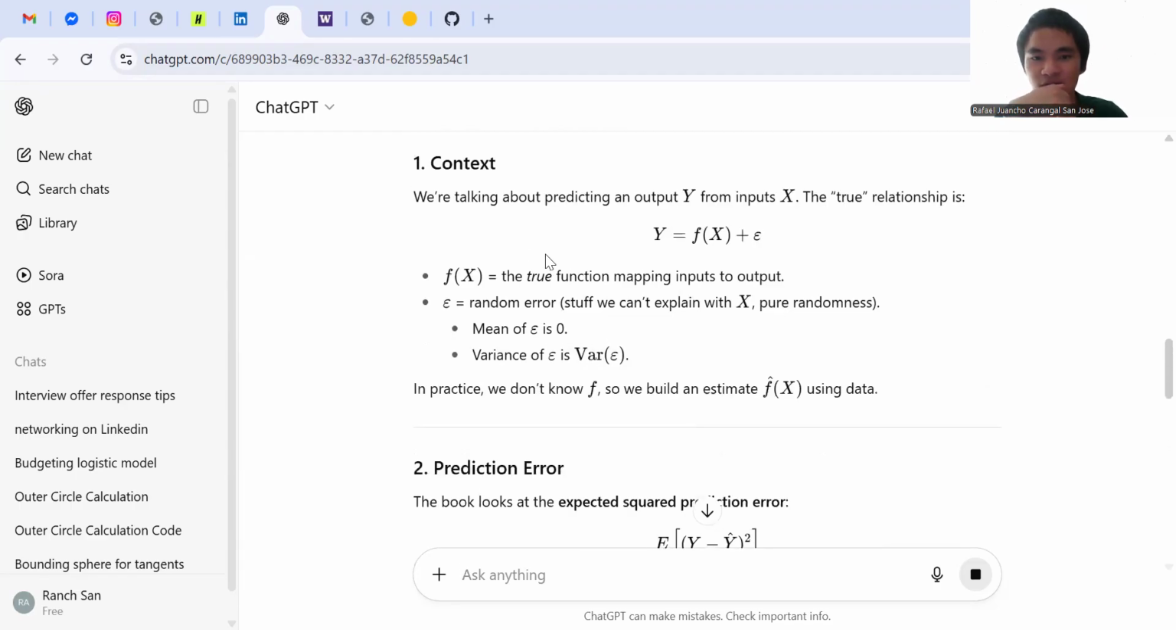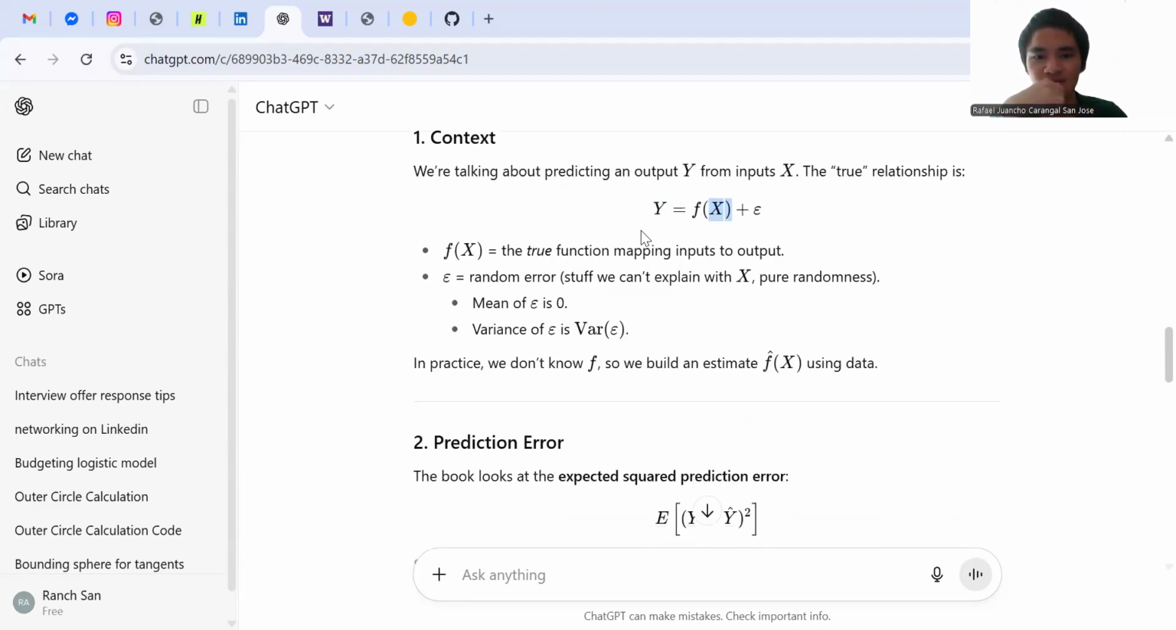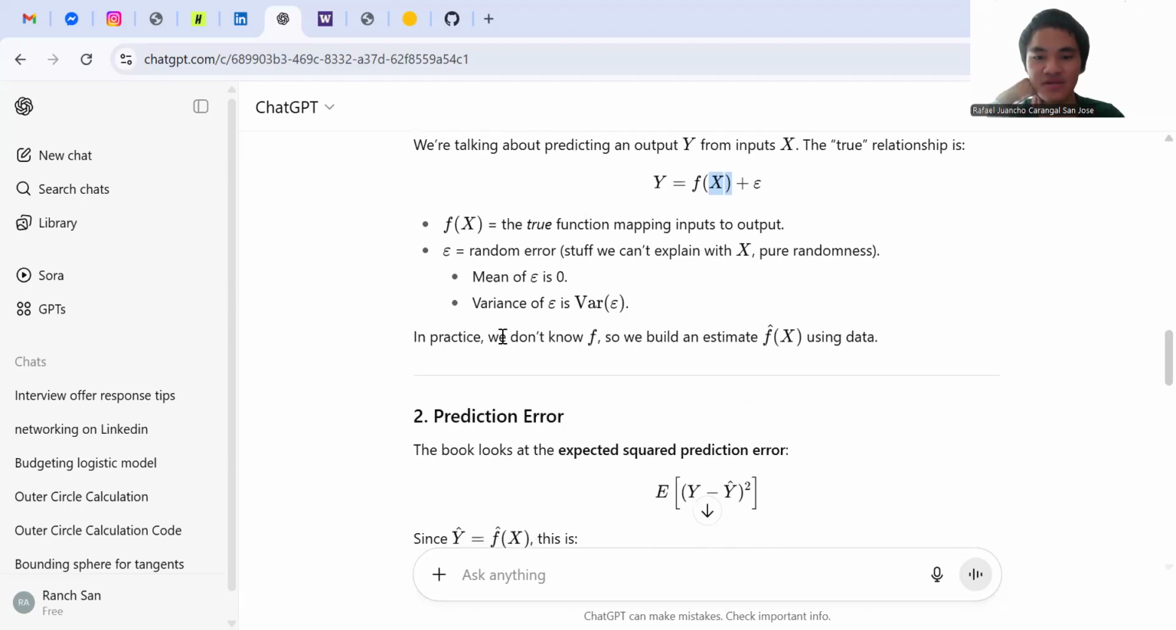Okay, so just to give context, this is the predicted output y. This is an input x. So that's the true function mapping inputs to output. This epsilon is the random error, the stuff we can't explain with x, which also has a mean of 0. And then you have a variance.